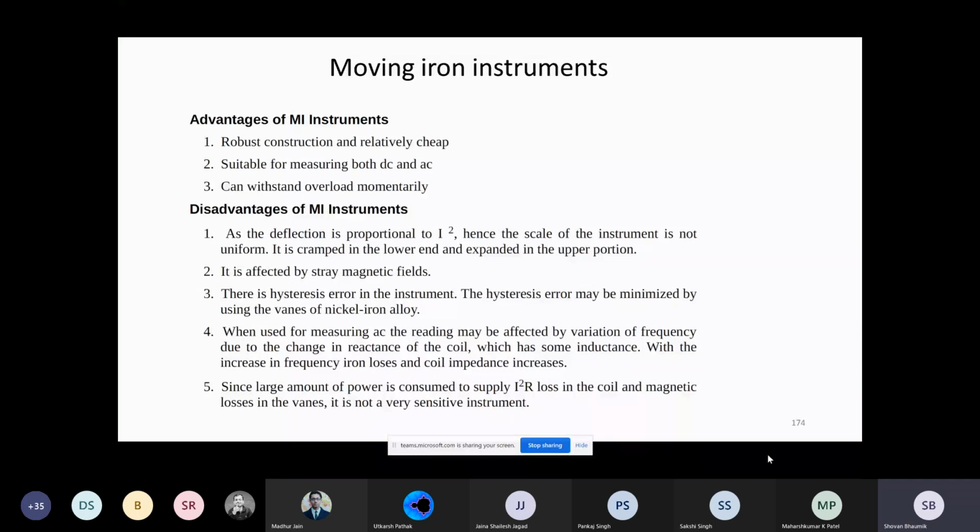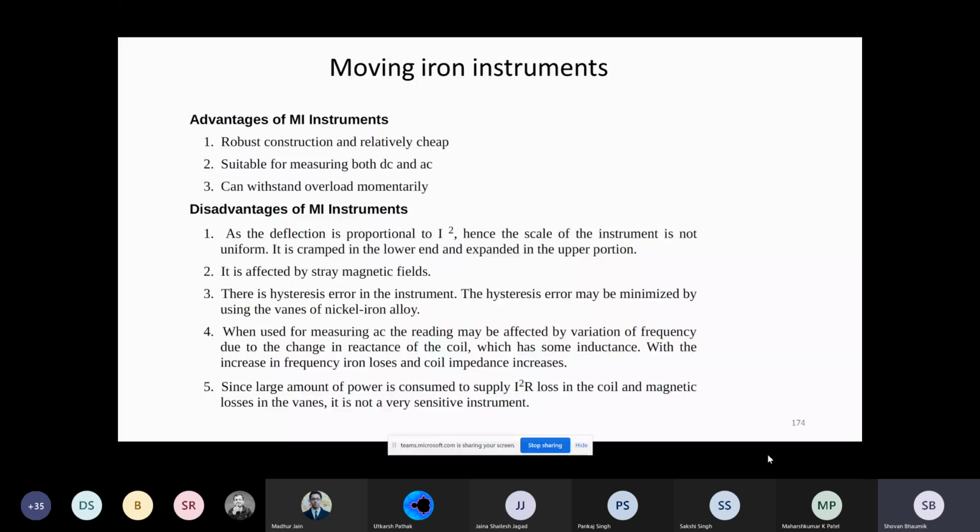So when you are measuring AC, the readings may be affected by the variation in frequency due to the change in the reactance value of the coil, which has some inductance. With the increase in the frequency, the iron losses and the coil impedance increase. So whenever you try to measure the current and the voltage, you always need to see what the frequency is.